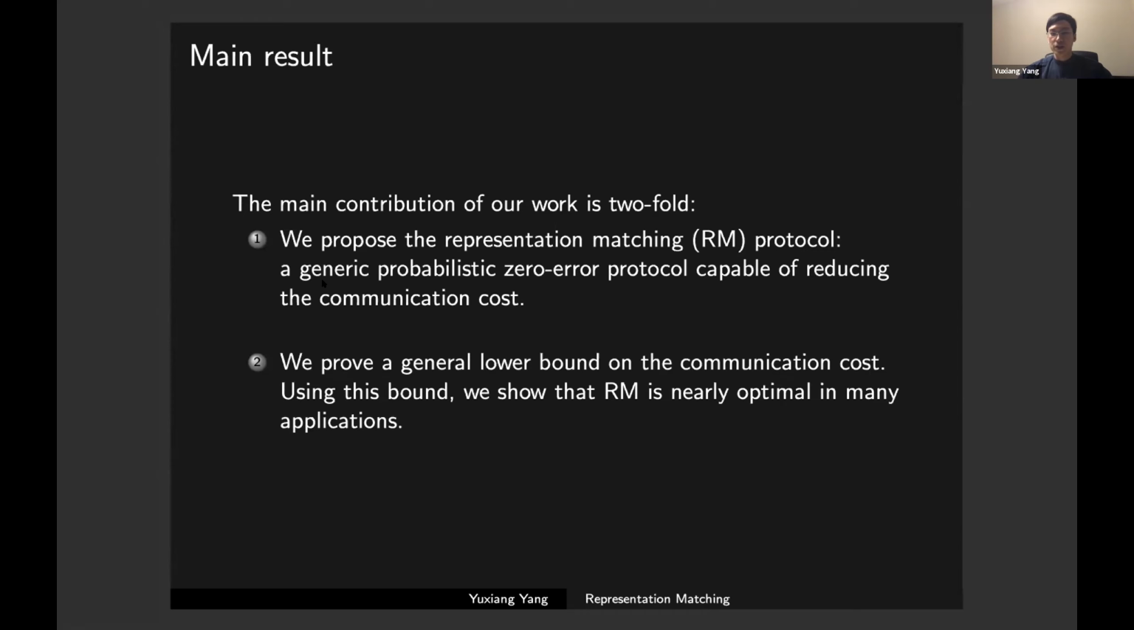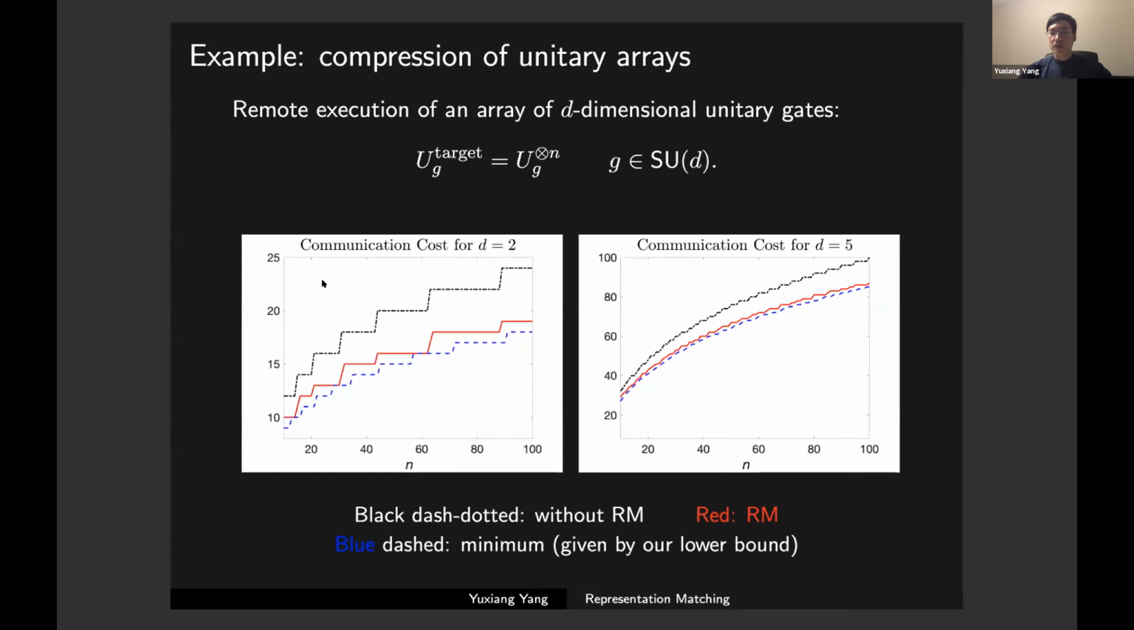in many real applications. For instance, you can consider the case of compression of unitary arrays, where the target gate is actually parallel uses of a d-dimensional unitary. And as you can see from numerics here, the communication cost of representation matching, which is the red line here, is obviously lower than a straightforward protocol where you don't use representation matching. And it is also very close to the blue dashed line, which represents the minimum possible communication cost for any probabilistic or deterministic protocol, which is proven by our lower bounds.